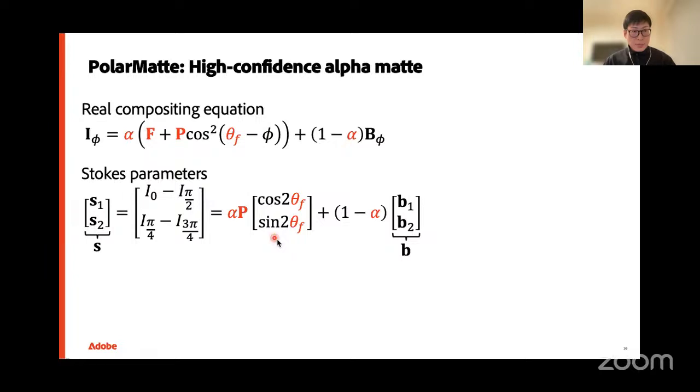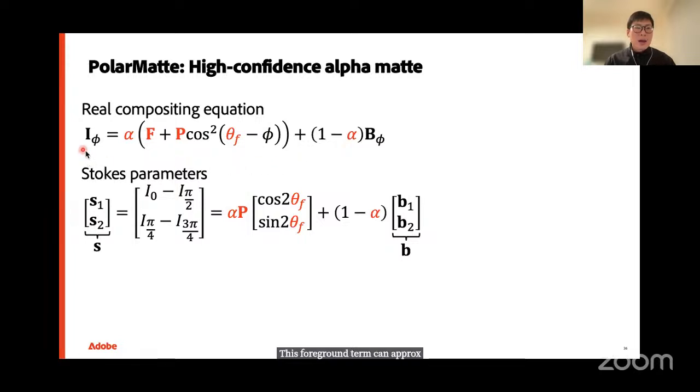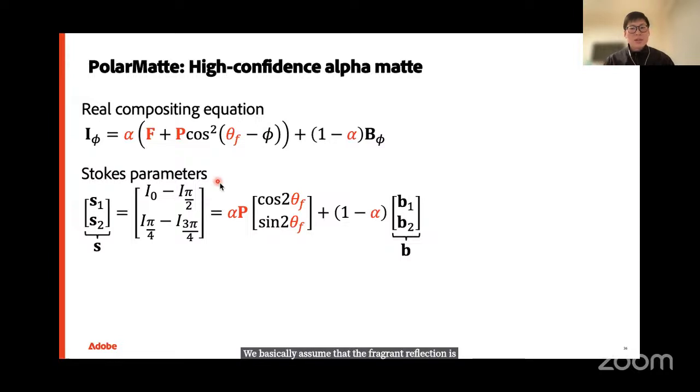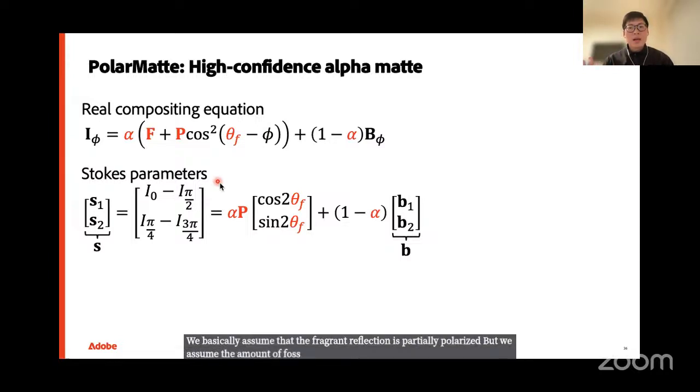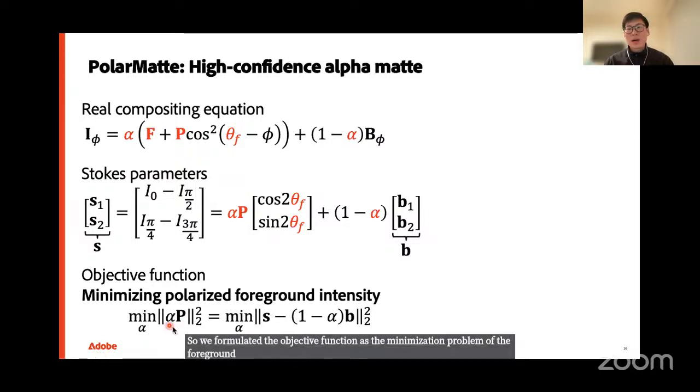And in this problem, we want to estimate all the red parameters, but if P is a free parameter, this foreground term can approximate the given image intensity without this background term. So we have to constrain some parameters. So we basically assume that the foreground reflection is partially polarized, but we assume the amount of polarized light is small. So we formulated the objective function as the minimization problem of the foreground intensity P, or alpha P.